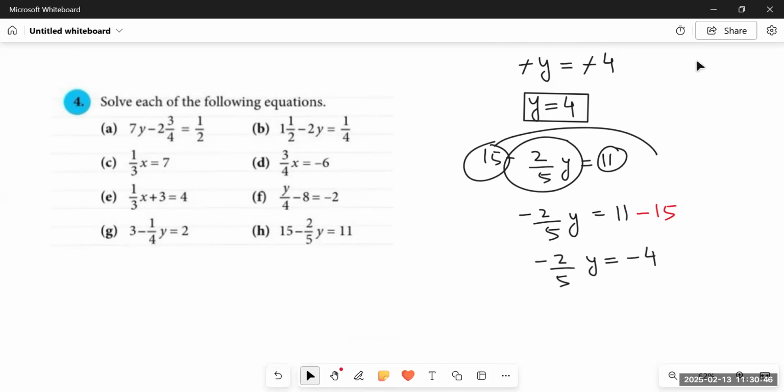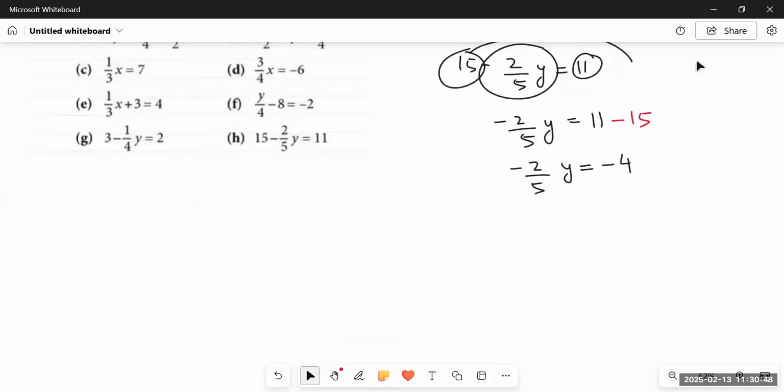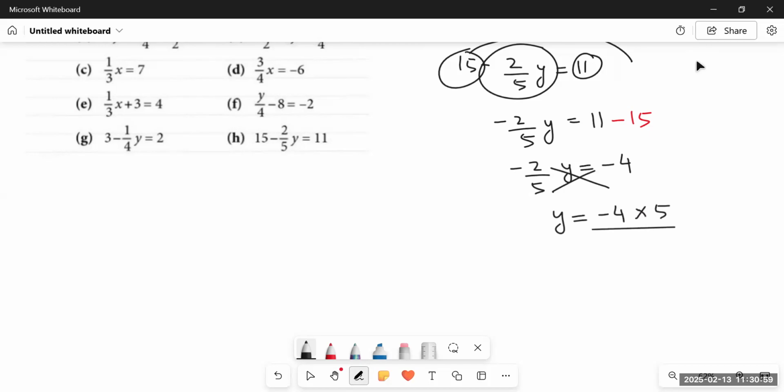Then we have a fraction with y. So what to do next? We will cross multiply these fractions. So it would be y is equal to minus 4 multiplied by 5 upon minus 2. Minus minus cut. 2 ones are 2, 2 twos are 4, 2 fives are 10. So your final answer would be 10. How easy and how interesting these questions are.